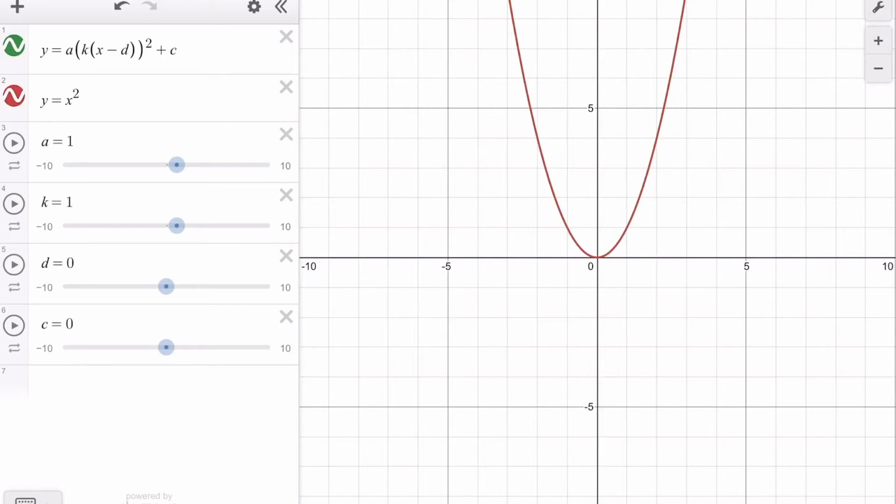When the a value is above 1, the graph is vertically stretched, which means the graph is vertically skinnier, as you can see on the graph. And when the a value is between 0 and 1, the graph is vertically compressed, which means the graph is vertically wider, as you can see in the graph.